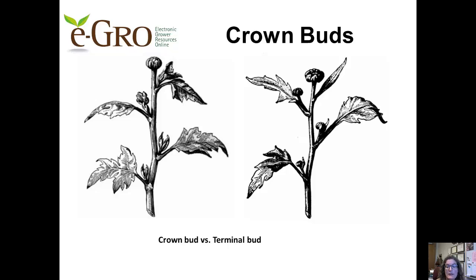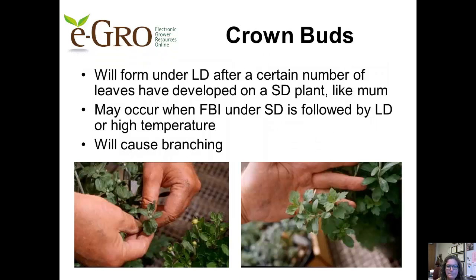So that's like the drawing on the left. A normal stem develops a terminal as well as axillary flower bud, so you get flower buds along every node, as in the drawing on the right. When crown buds occur, which can happen under long days, remember mums are a short day plant, but crown buds can develop under long days after a certain number of leaves have developed.